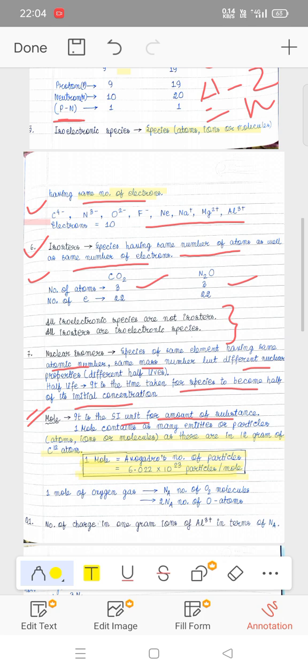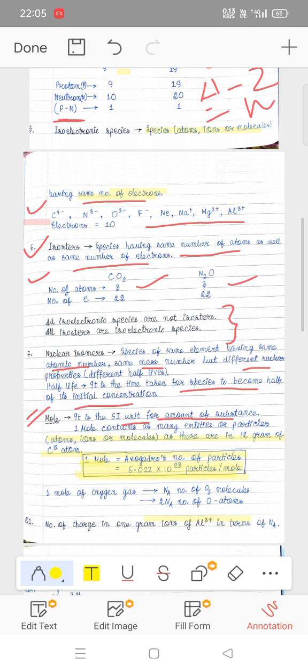Now, what is 1 mole of oxygen gas? 1 mole of oxygen gas is Na number of O2 molecules, that is 6.022 into 10 to the power 23 O2 molecules. Next is 2Na number of O atoms. O2 is a molecule, so it has two atoms which combine together to form a molecule. So 2Na, 2 times the Avogadro number.